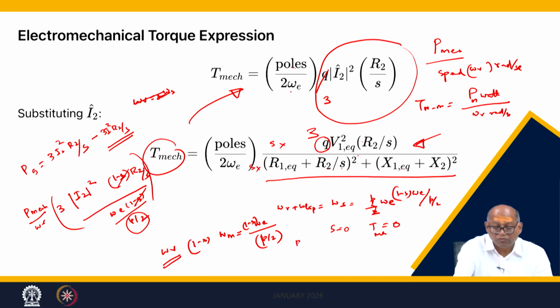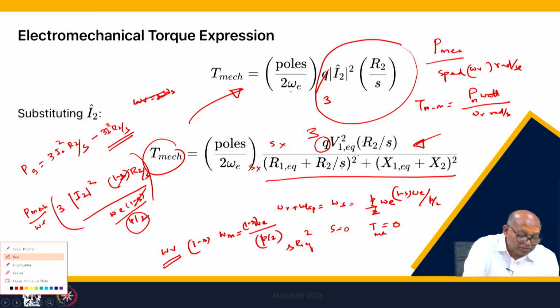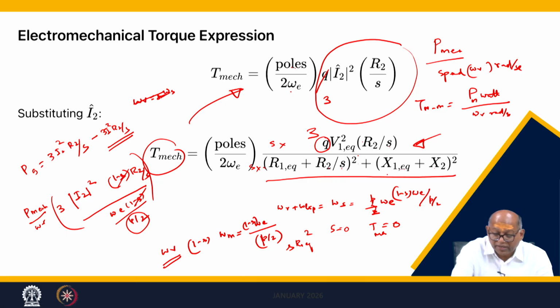So, this becomes R1 EQ square into S. I can just do it for you. So, you just multiply S everywhere. So, the denominator becomes what? If I multiply this by S, because this is only varying with S, the denominator becomes REQ square into S plus R2 square by S plus 2R1 into R2, then it becomes S plus X1 EQ plus X2 whole square.